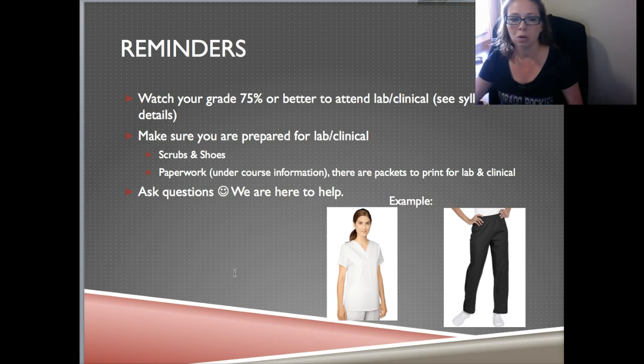Again, for clinical, you also are required to bring a packet of paper that is also found on your Blackboard. If you have any questions in regards to your lab or clinical, please ask your instructor as soon as possible so you can get that taken care of. Also, a reminder is we're not responsible for your housing or your food, so make sure that you have planned housing if you're traveling to our area, and we'll make sure you have that all taken care of.